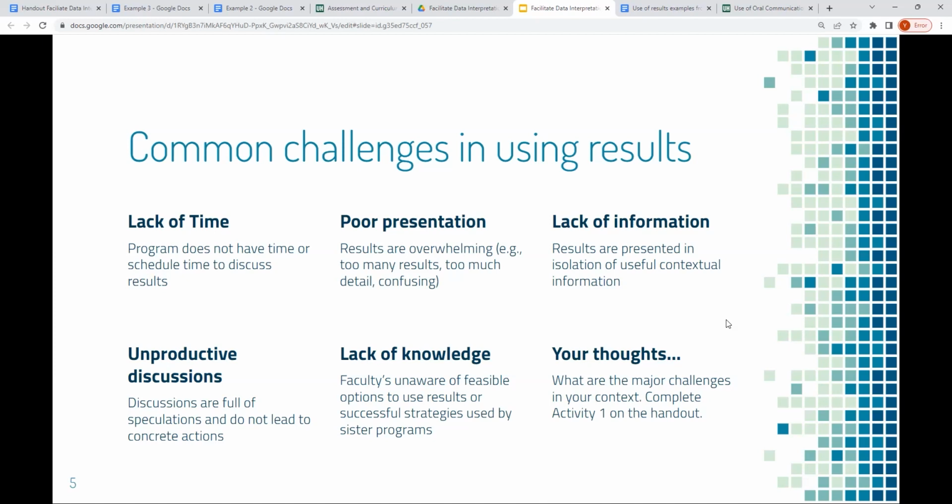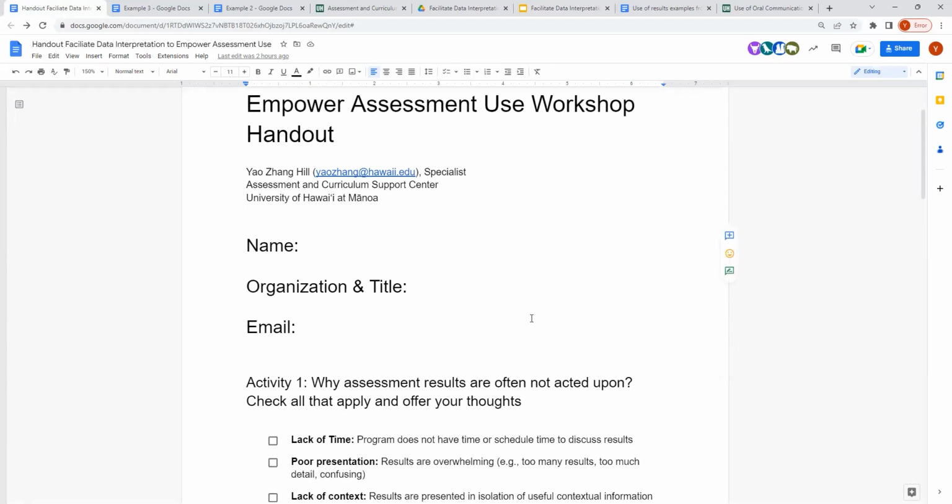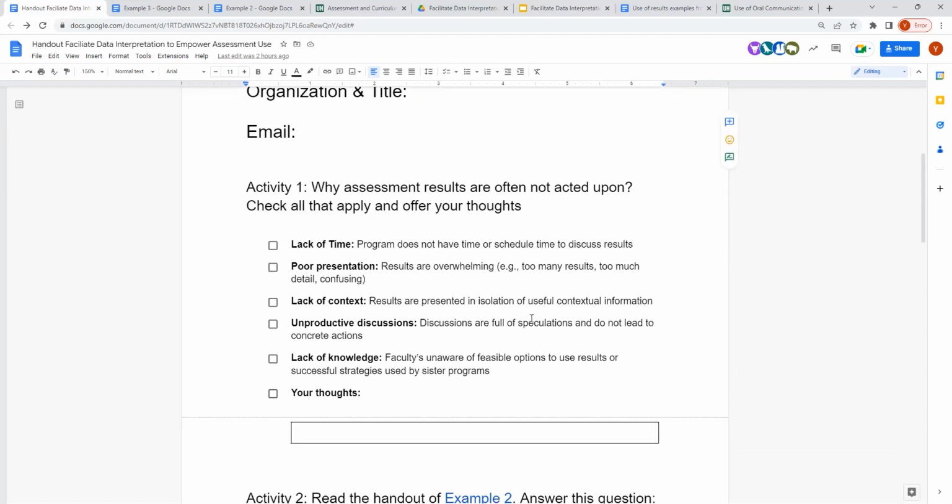With that, I want to know what your thoughts are. This is the time I'm going to ask you to take a moment to reflect. Go to your assessment handout. Okay, take a moment to answer activity 1. If my screen did not show correctly, let me know.